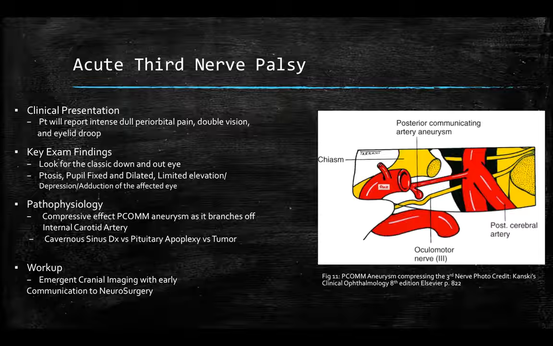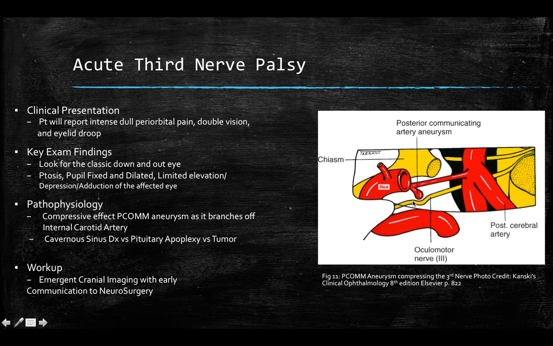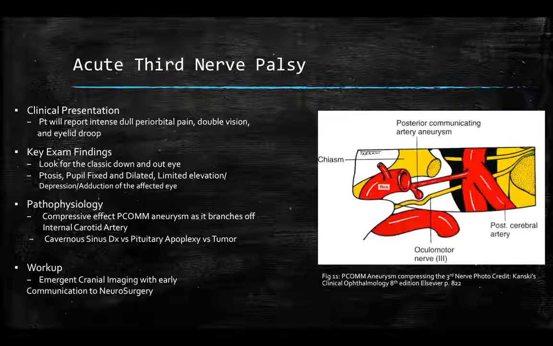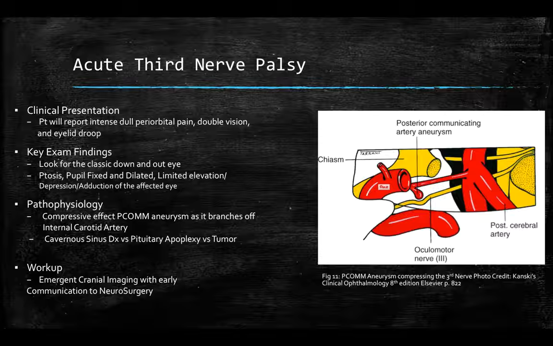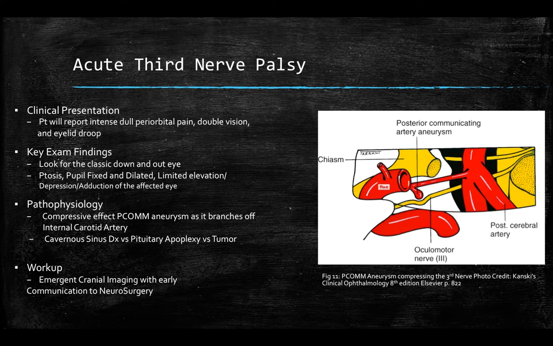The pathophysiology is actually relatively simple to explain. You have your internal carotid artery, and you have the posterior communicating artery. If there's a ballooning of that posterior communicating artery, otherwise known as an aneurysm, that compresses the ocular motor nerve, it's going to limit the ocular motor nerve's ability to do its job, which is to constrict the pupil, move the eye up, down, and medially, and it will also affect the levator muscle, which gives it the ability to prevent that ptosis that we saw.